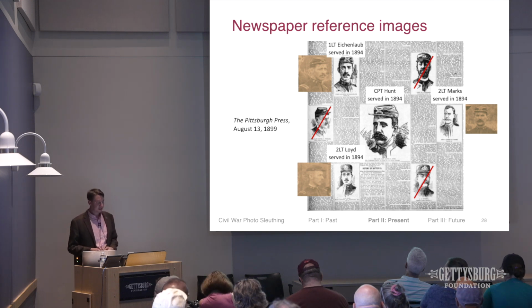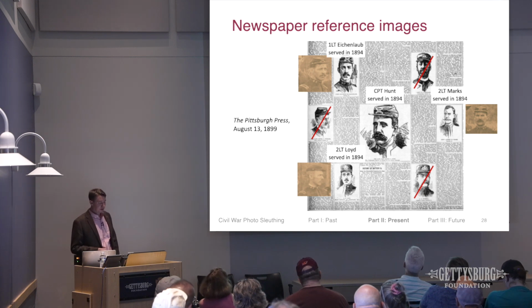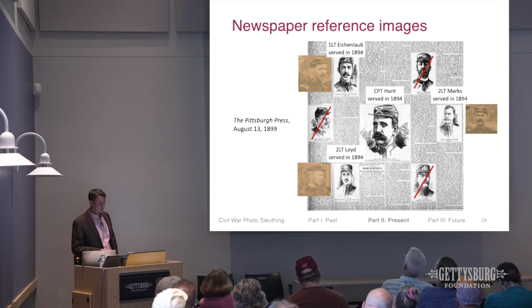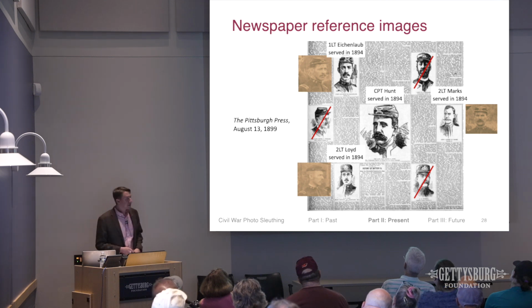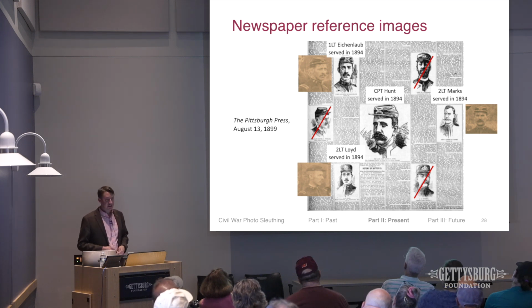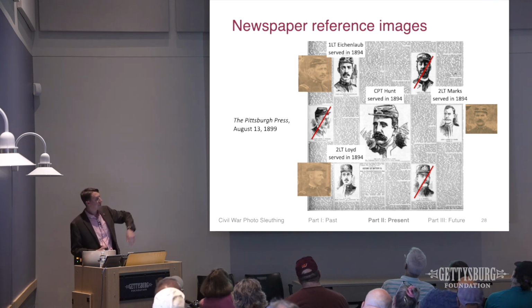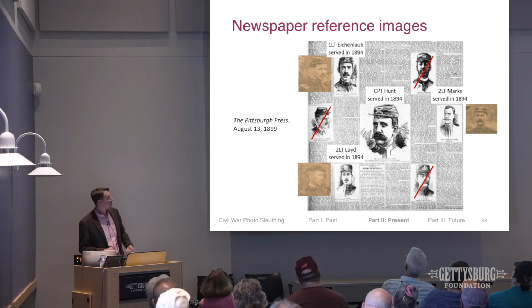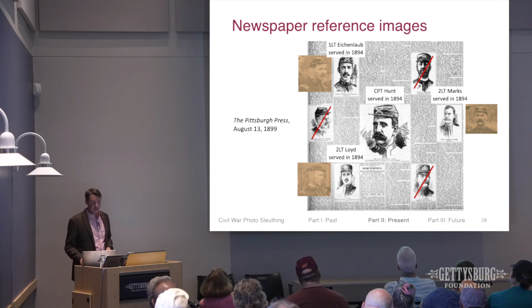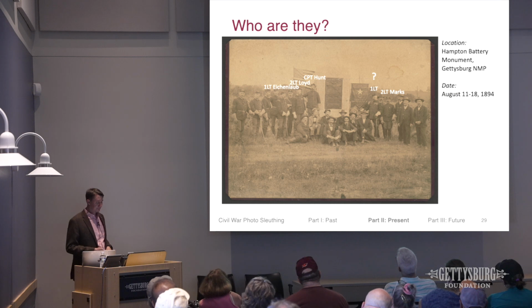We already know about Captain Hunt. He's in the middle there. And then we see portraits of Lieutenant Eichenlaub, Lieutenant Marks, and Lieutenant Lloyd. Luckily, these 3 tend to match up visually as well. We already have the 2 second lieutenants figured out, so it's just a matter of putting them in the right order. It's one or the other. Eichenlaub is pretty distinctive, so we can draw that conclusion as well. But there's still one other first lieutenant who we can't identify.